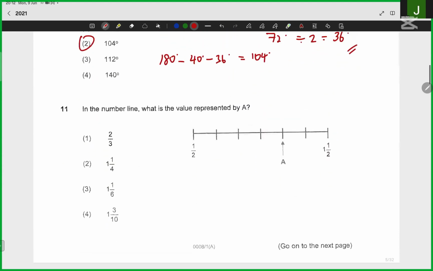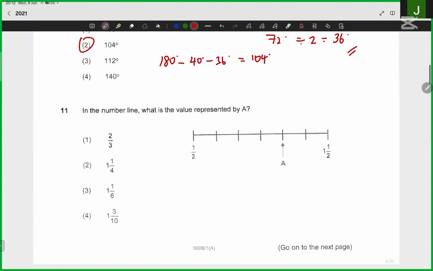Okay, question 11. How do we do this type of question? From a half to 1.5, this is plus 1. So usually what we'll do is to look for where the plus 1 is, and then how many steps it takes to get there. 1, 2, 3, 4, 5, 6. So that means each step is plus 1 out of 6.